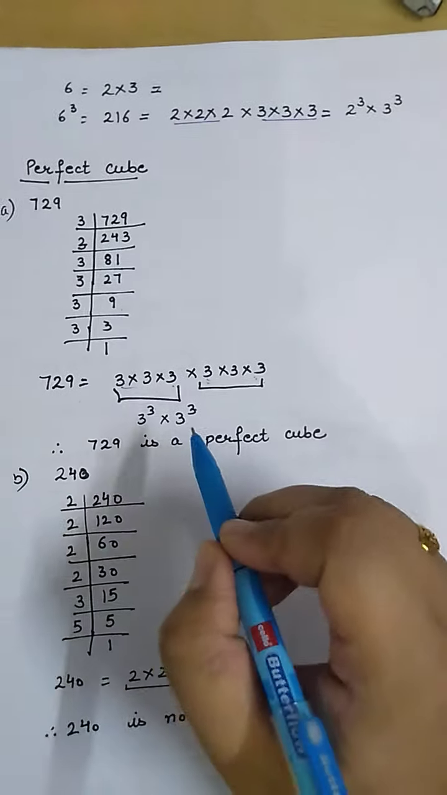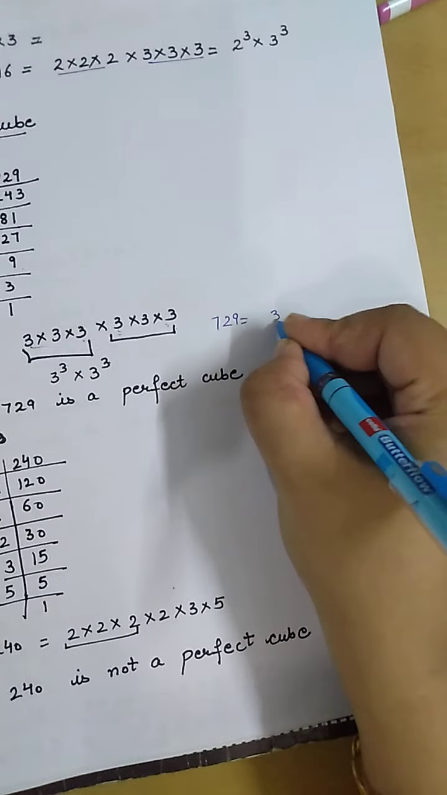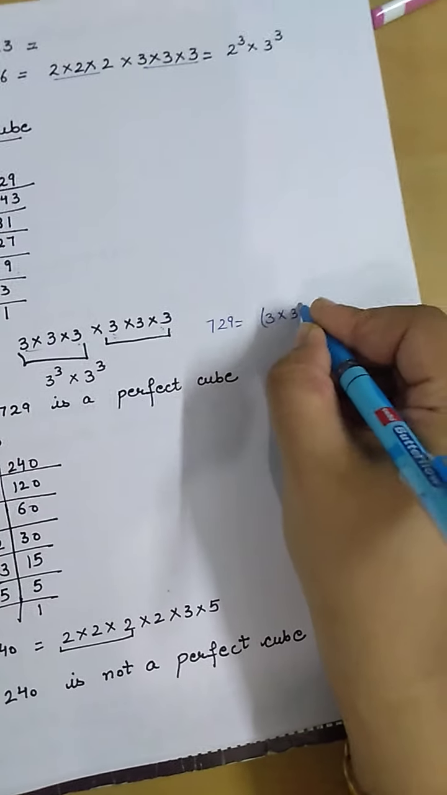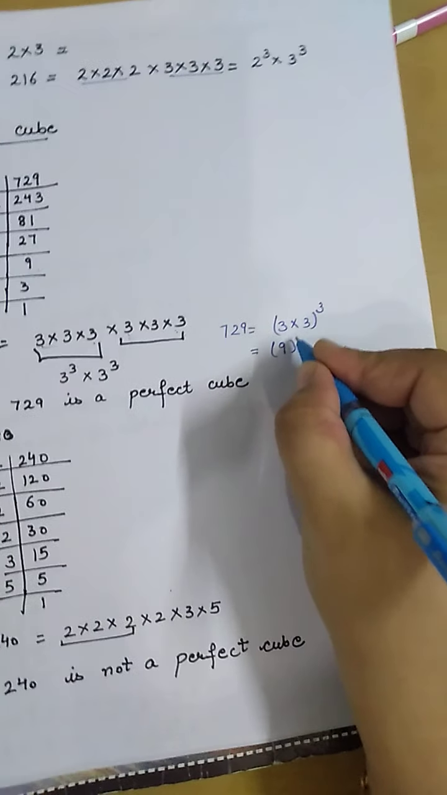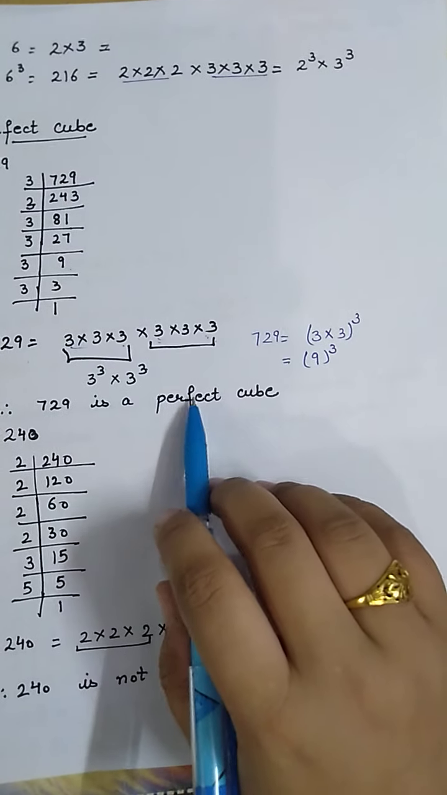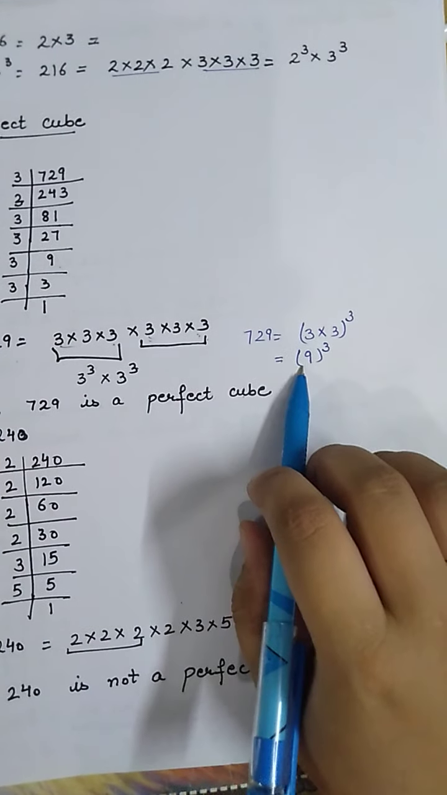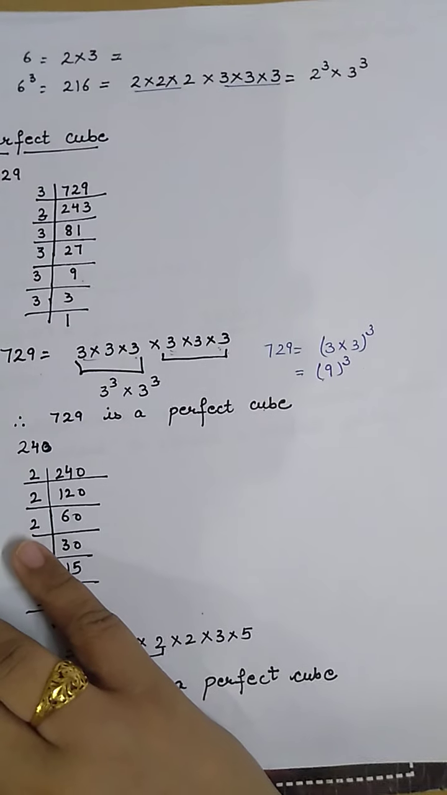So 729 can be written as 3 into 3 whole cube, or I can say as 9 cube. So 729 is a perfect cube, because if I multiply 9 three times, it will give you 729.